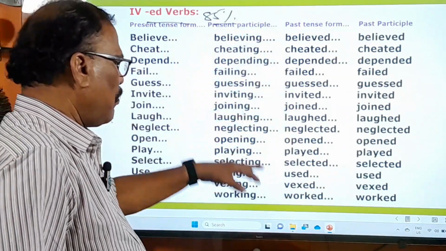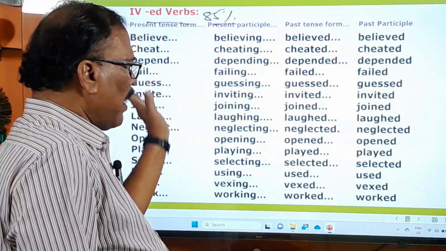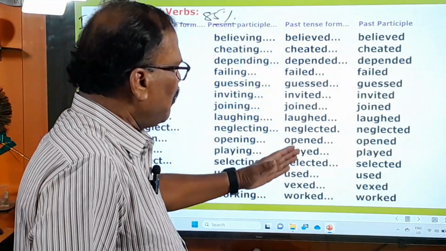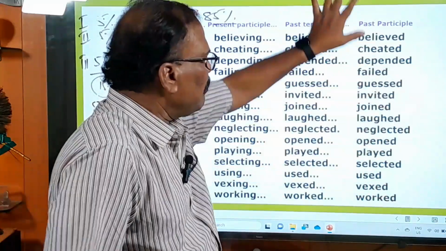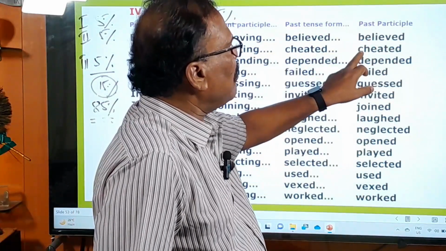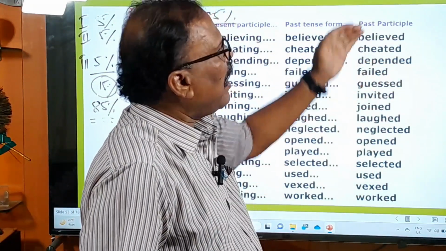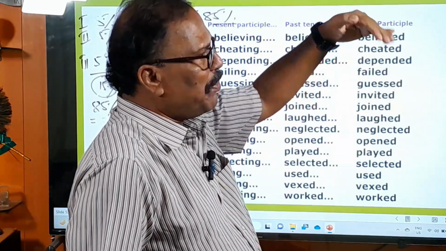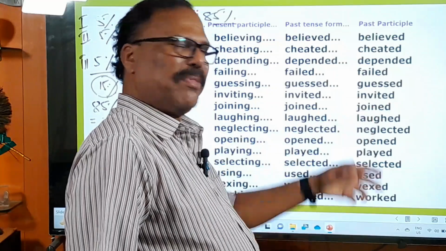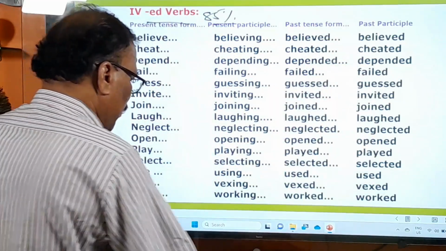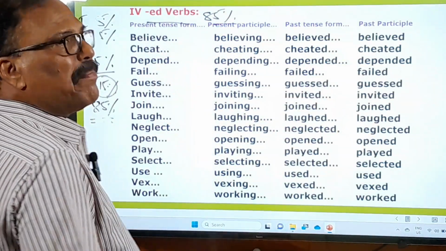That పని చేసను, vexed, విసిగించను, used, వాడాను. So always gives the past tense meaning. Okay, and here past participle worked means పని చేసి. That's all. Believe, నమ్మి, cheated, మోసగించి, depended, ఆధారపడి, failed, ఓడిపోయి, guessed, guess చేసి, something. So it's like that. Please, now let's go to the next very important point.